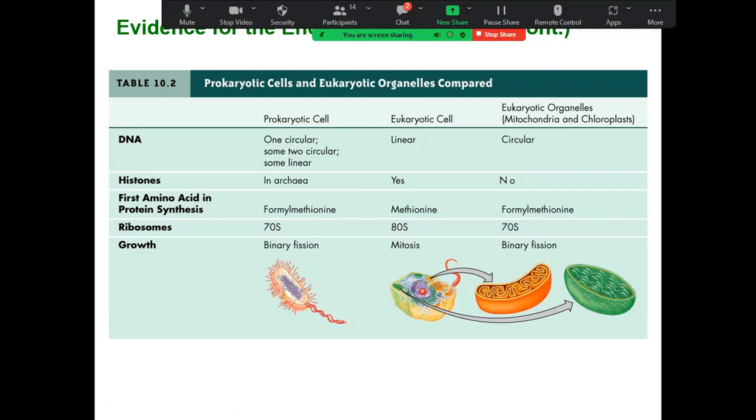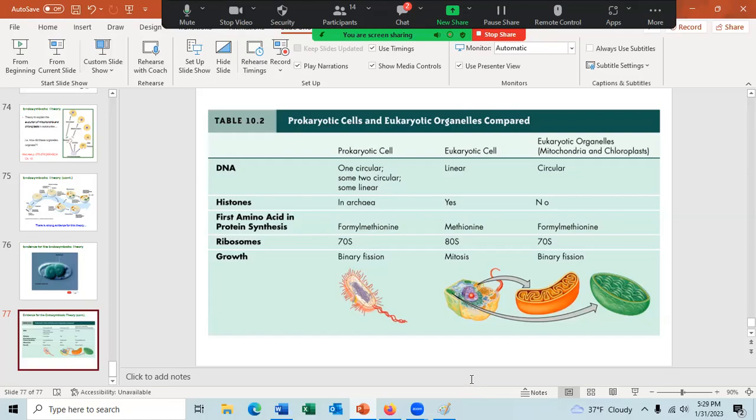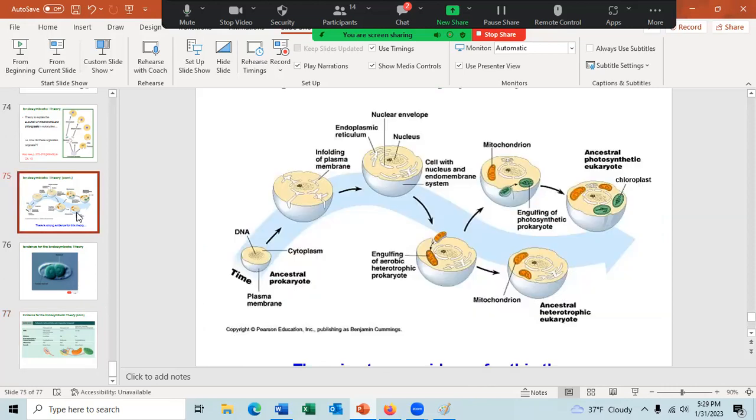Okay. All right. Any other questions about evidence supporting the, oops, sorry, didn't mean to do that. Let's get rid of that. The endosymbiotic theory.